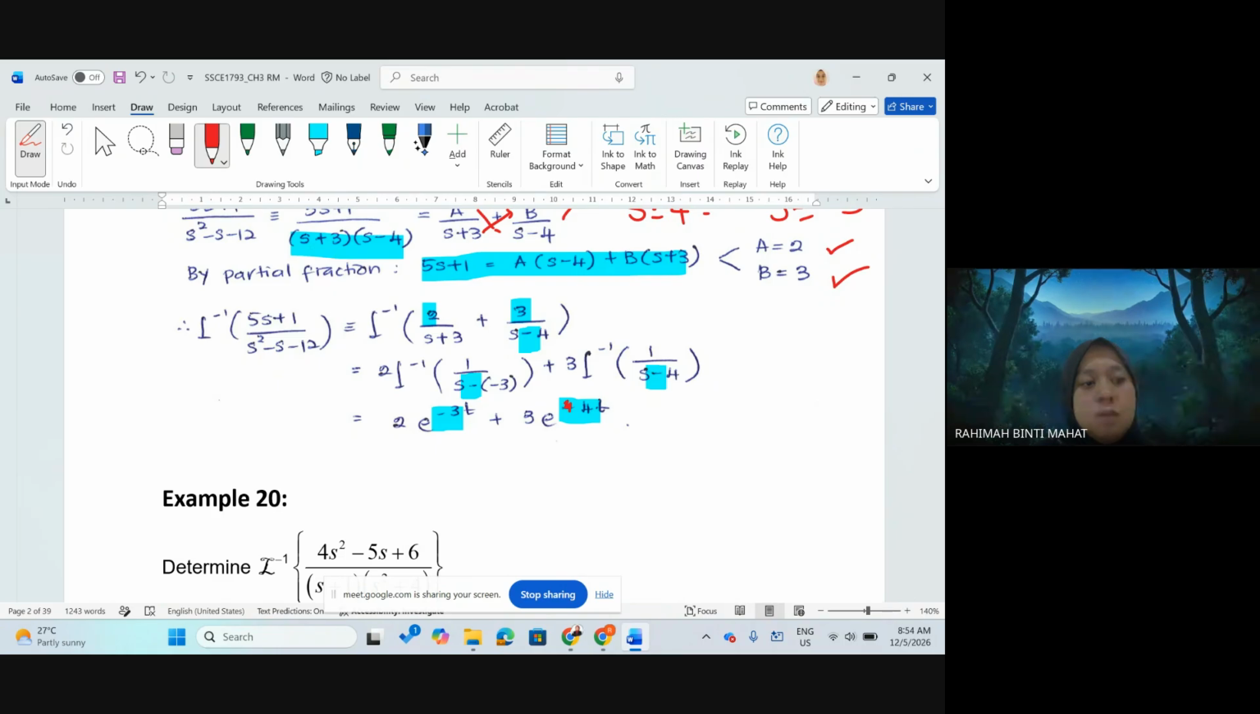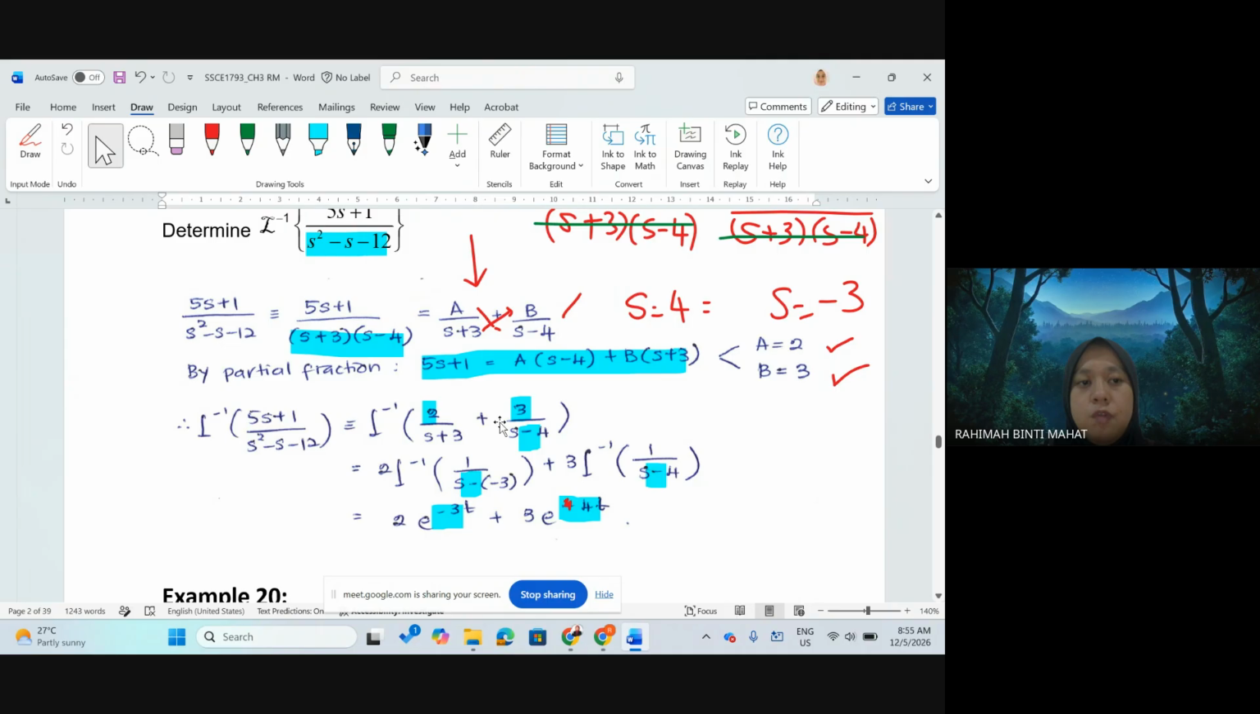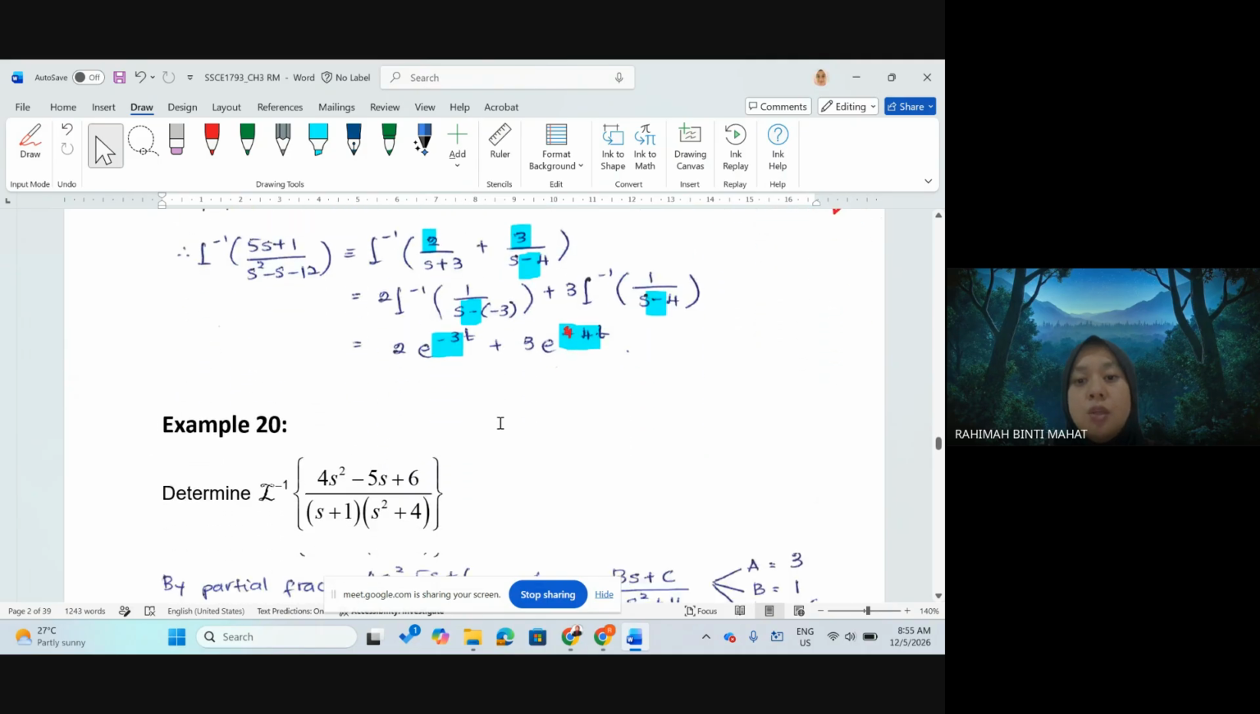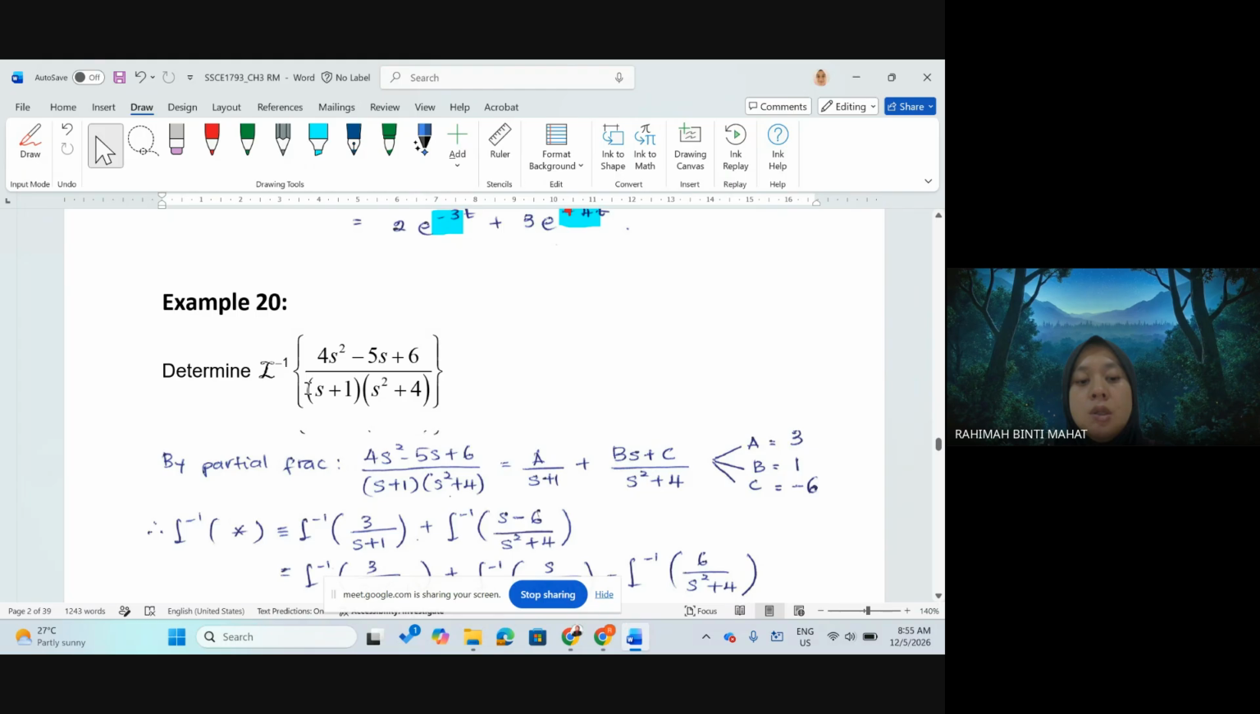Any questions? Actually, the partial fraction is quite easy for you, if you can do the factorization. Okay, so we go to the next example, example 20.